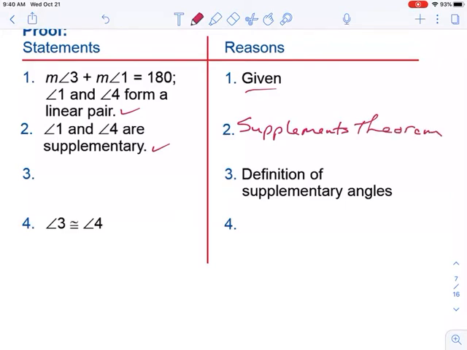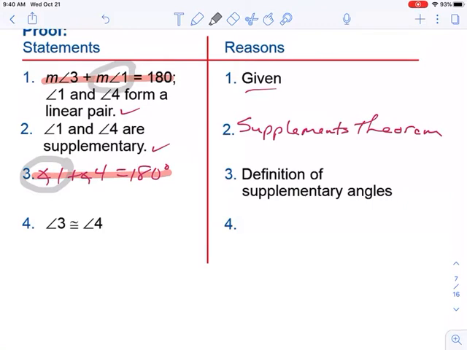Okay, definition of supplementary angles. Well, what is the definition of supplementary angles? Supplementary angles are two angles that add up to 180 degrees. Since 1 and 4 are supplementary, we can say angle 1 plus angle 4 equals 180 degrees. Now 3 and 4 are the same. All right, so this is where we have to look. We have to look at 3 and 1 equals 180 up top. 1 and 4 equals 180 down there at the bottom. Notice they both have angle 1.